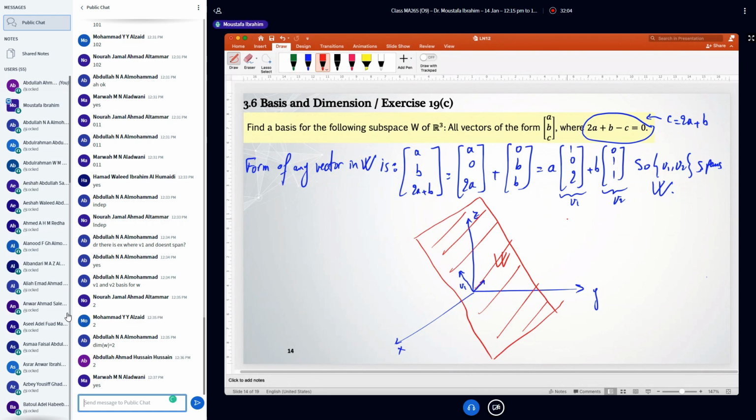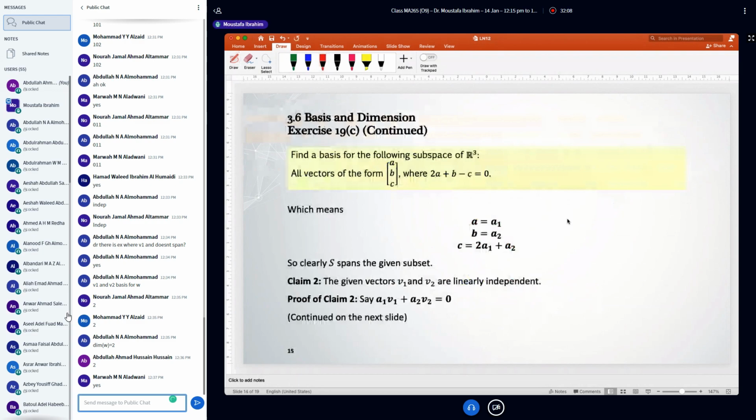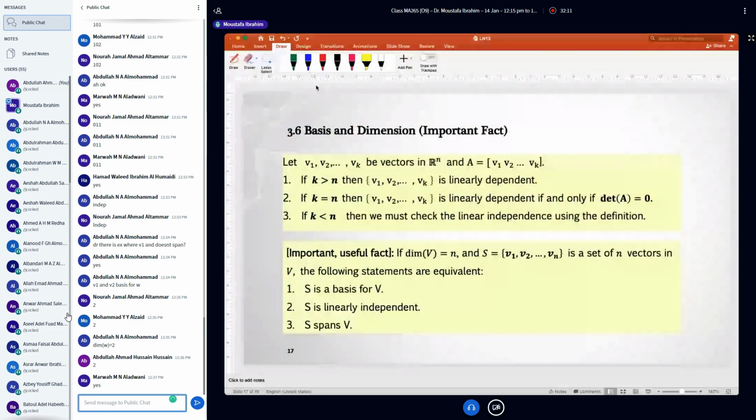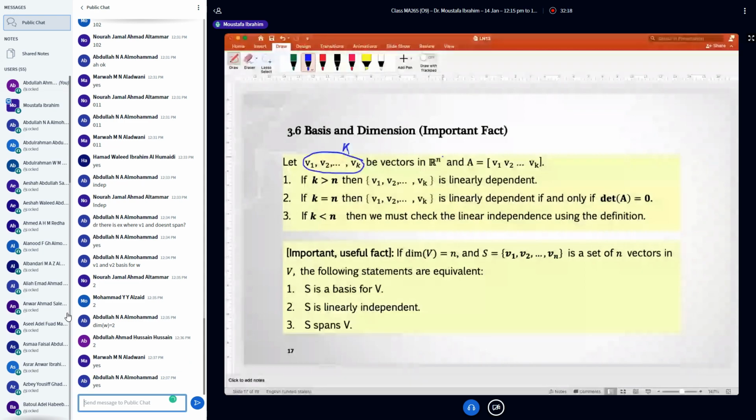Now, let's continue. We are almost done, guys. Remember this important fact we did. If we have k vectors in Rn, if k is strictly bigger than n, then directly v1, v2, ..., vk is linearly dependent. Now, if k equals n, then you find the determinant of A. If the determinant of A is equal to 0, it means linearly dependent. Different than 0 means independent, right? We did it before.